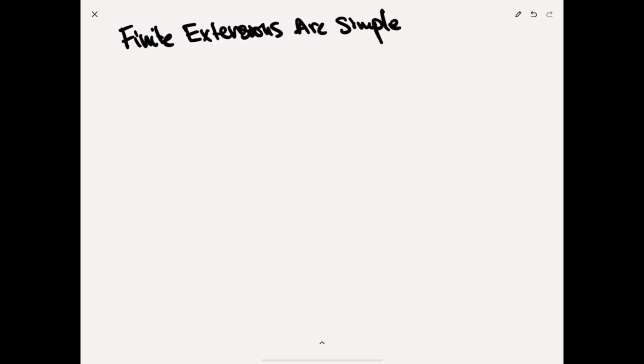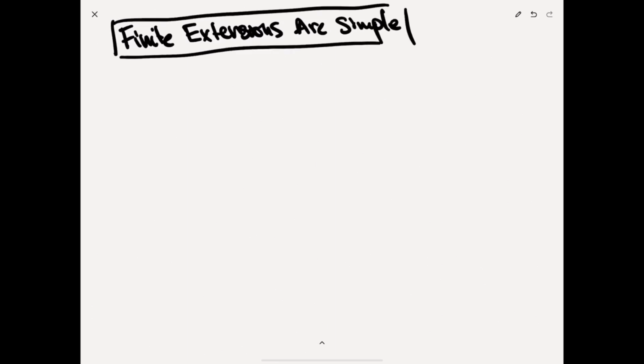Okay, so now I want to show that every finite extension is a composition of simple extensions, and I kind of want to do it with tower properties, right? So finite extensions are simple, right? And actually the biggest theorem that we can do is the following.